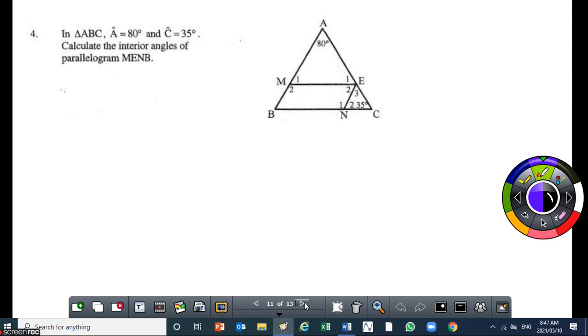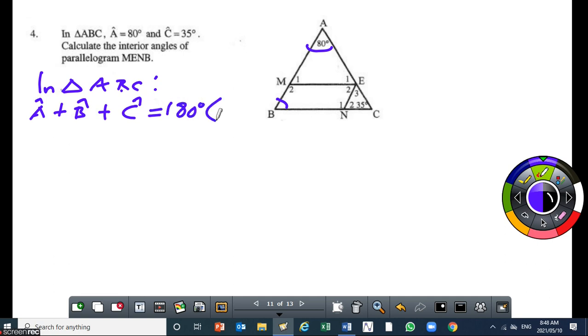The next one, that's number 4. In this diagram, you are given that angle A is 80 degrees, angle C is 35 degrees, and you need to determine the interior angles of the shape. The first thing that I'll do is calculate the size of angle B first, because I know that angle A is given and angle C is given. So I'll say in triangle ABC, angle A plus angle B plus angle C is equal to 180 degrees. My reason: sum of angles in a triangle.